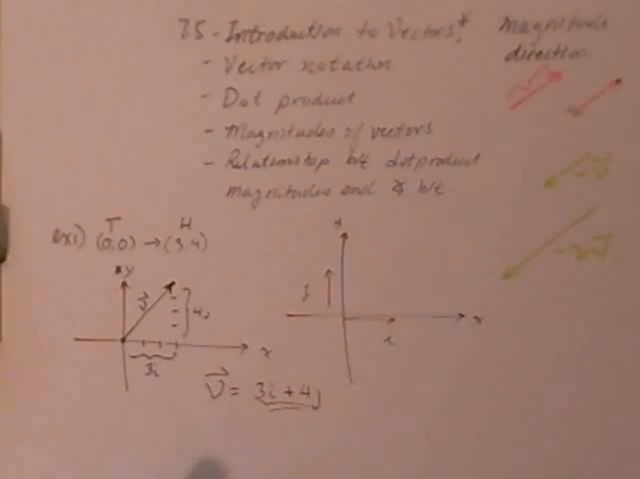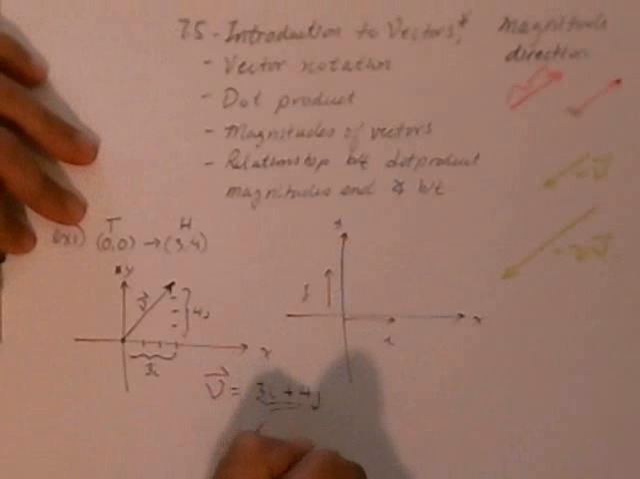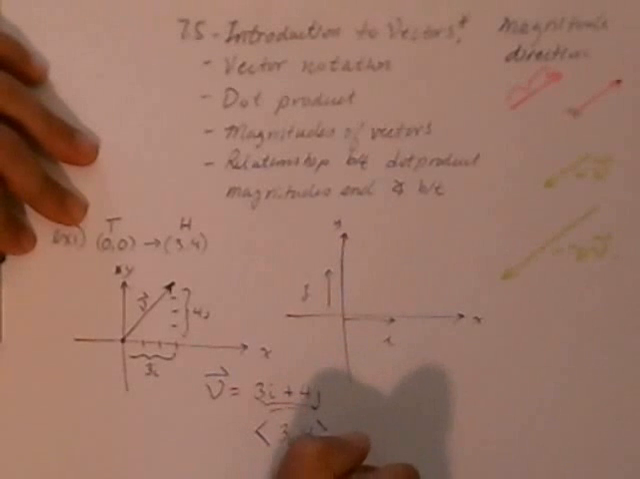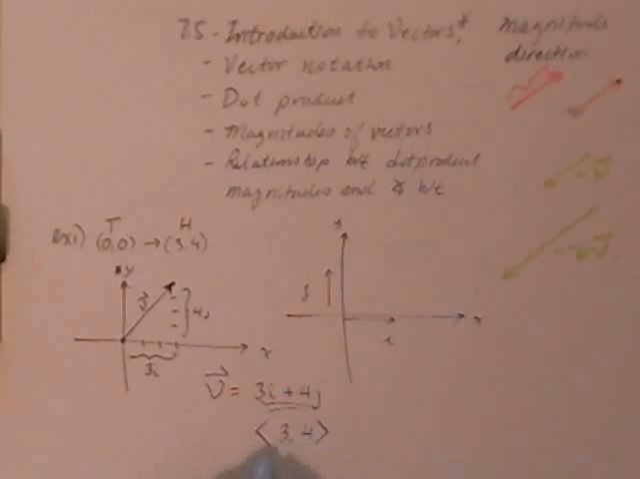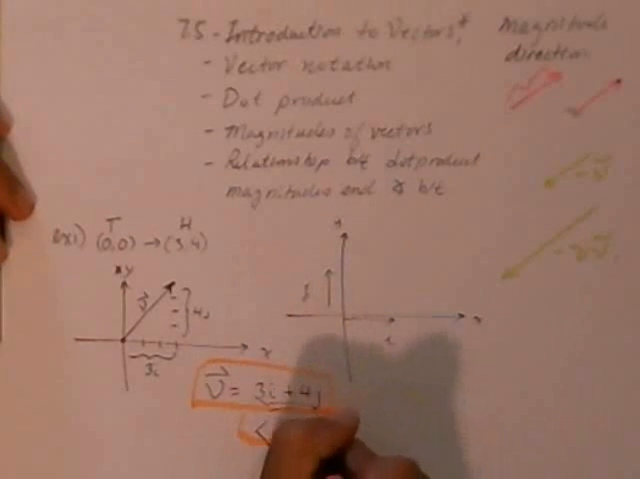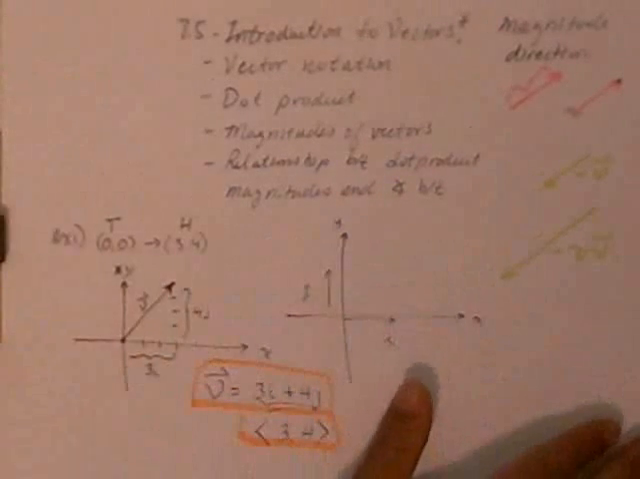Another way we can denote vectors is without the i's and j's. We use a less than symbol, 3, 4, and we use a greater than symbol right over here. That's how we denote vectors as well. Most books will use this notation, or 3i plus 4j. So, I believe that's the answer. Yeah, the answer is right over here, or this way as well. There's your two vectors. Okay.